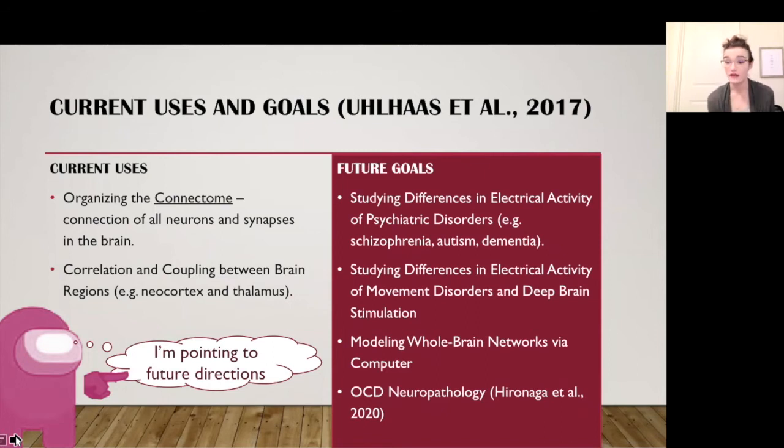And finally, some researchers would like to use MEG to study OCD neuropathology. According to Hiranaga and colleagues in 2020, there's a theory that OCD may have to do with the basal ganglia and more subcortical structures. And so when MEG has refined itself to be able to look at subcortical structures, it would be a good method to look at that OCD neuropathology.